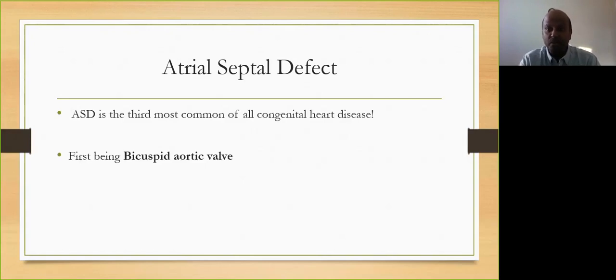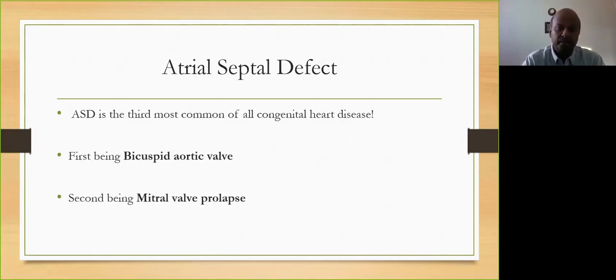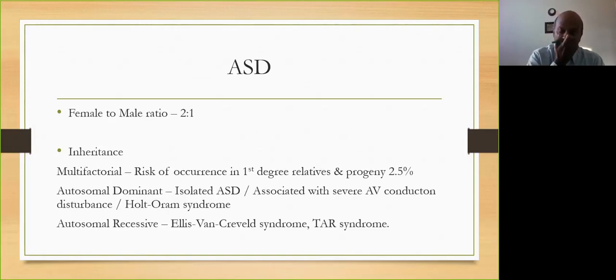VSD is not quite correct. Okay, the second being mitral valve prolapse. So bicuspid valve first, yes, Abhay is quite right. Mitral valve prolapse is the second most common. ASD is the third most common of all congenital heart disease. So this is one lesion being so common, you have to have a very healthy respect and not to be treated very lightly.